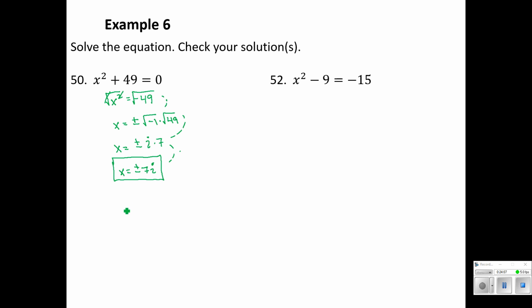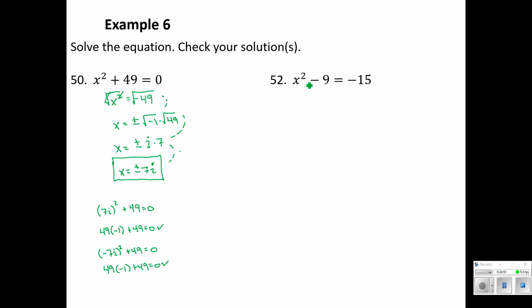Now we're supposed to check our solution. What that means is I'm going to take (7i) squared plus 49 and see if that equals 0. Test it in the original equation. If I square 7, I get 49. If I square i, I get i squared, which is negative 1. Is that a true statement? Yes, that'll be negative 49 plus 49 equals 0. What if I did (negative 7i) squared? Does that one work? Negative 7 squared is 49, and then i squared is negative 1, so we get the same result. Good, so our answer checks out.